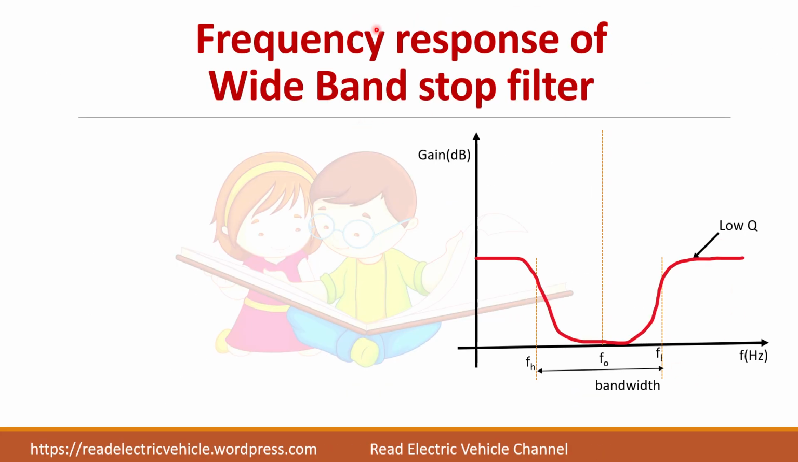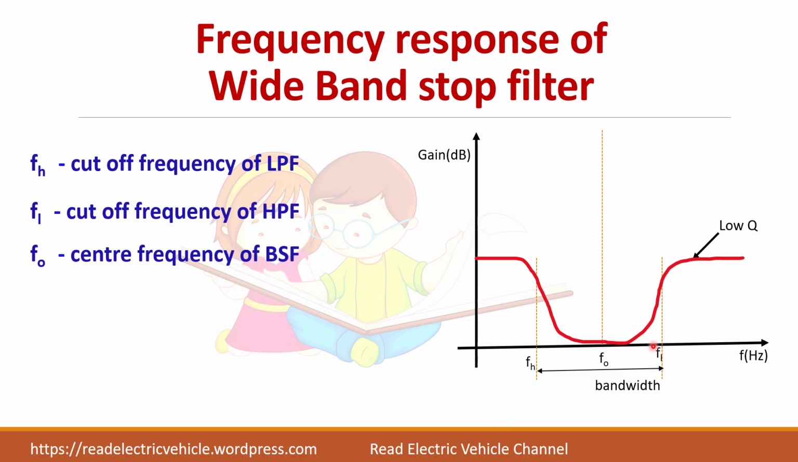If you see the frequency response of this filter, you have a wide bandwidth which leads to low Q. So FH is the cutoff frequency of the low pass filter and FL is the cutoff frequency of high pass filter. F0 is the center frequency of band stop filter or band reject filter, and F0 is given by root of FH into FL. FL is greater than FH. Always make sure that FL is greater than FH.